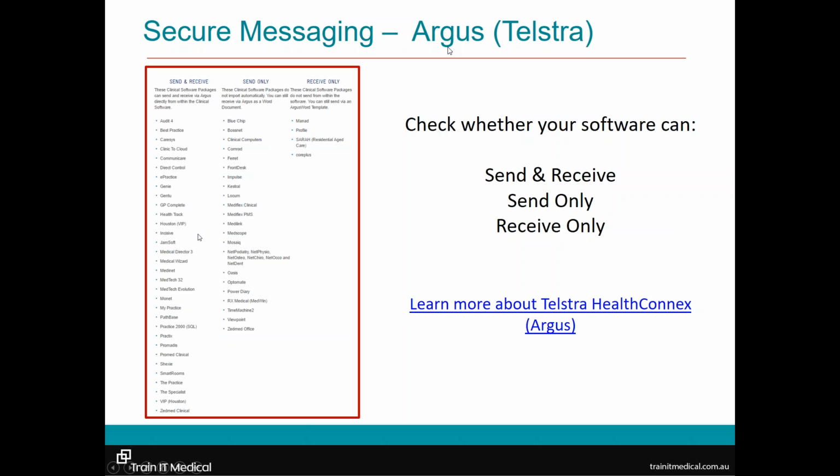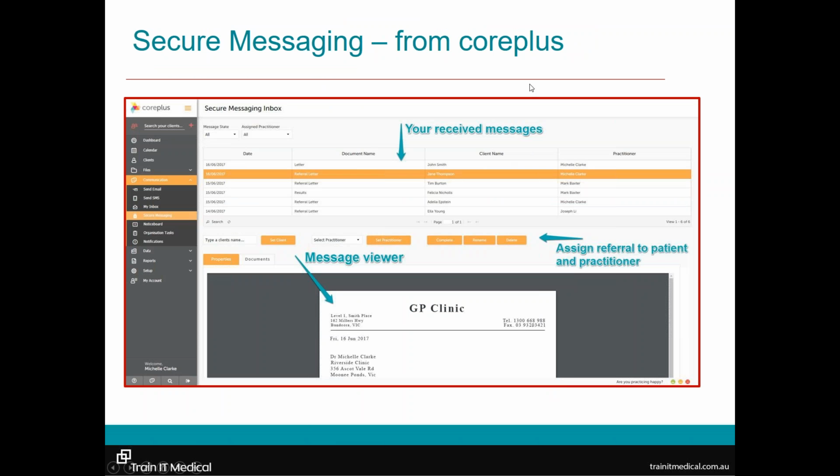I had a look at Argus, which is HealthConnect's Argus, and they list on their website the products that integrate with them, and some of them only receive, some of them send only, and as you can see from this list, there's a list of the ones who send and receive. So moving forward, we want to be able to send and receive, and once you do send and receive, you'll need to be able to see that.